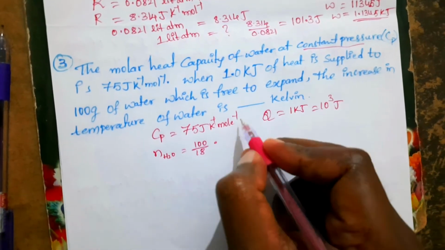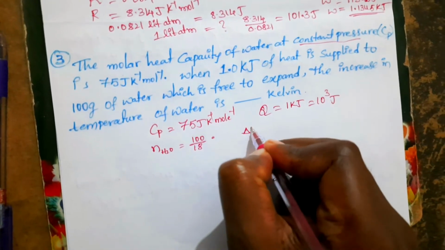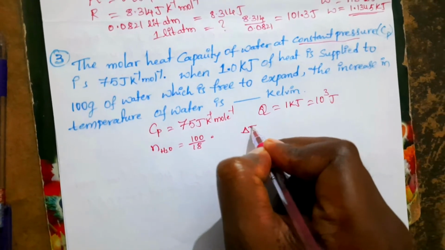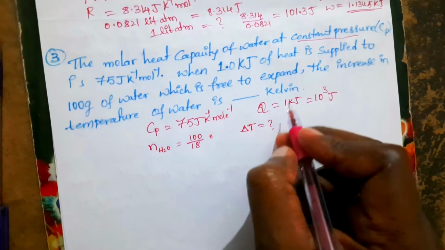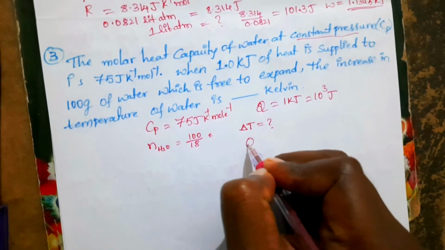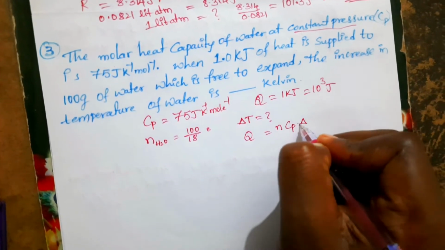Just keep it as it is, free to expand. The increase in temperature of water, in degrees Kelvin, delta T, is what they are asking us to calculate. What is the relation between these? We know that Q is equal to n Cp delta T.